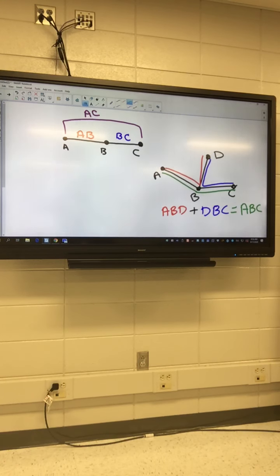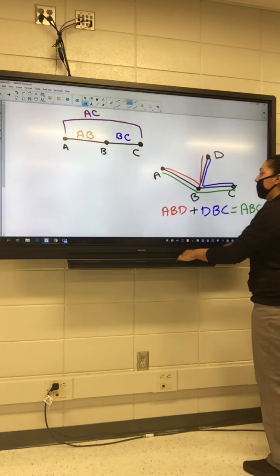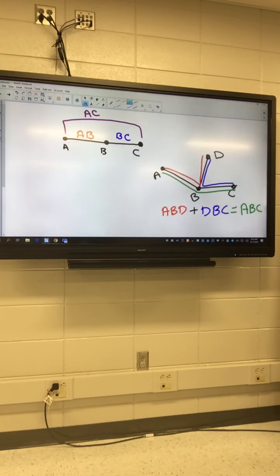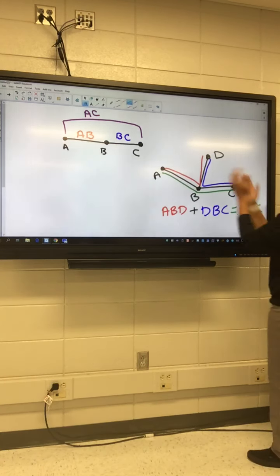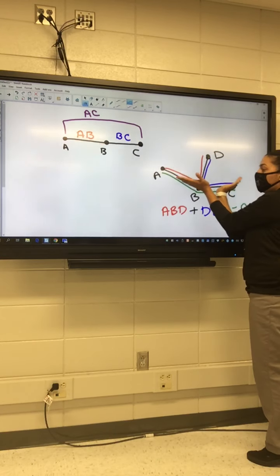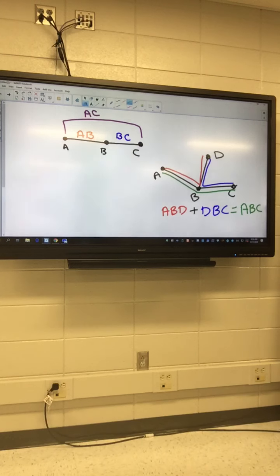So, we're given this angle and it's split up into two parts. Our initial angle is this obtuse one. They cut it in half, and they give you two little acute angles. So if we take this acute angle with this acute angle, it's going to equal this whole angle. It's the same as the segment addition postulate, except it's doing it with angles.